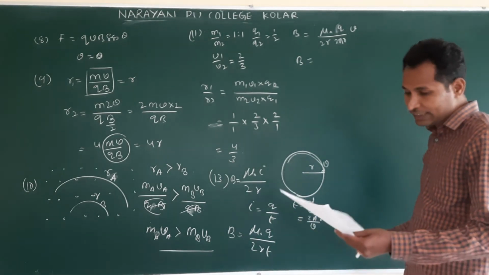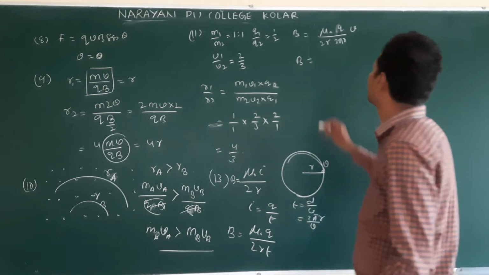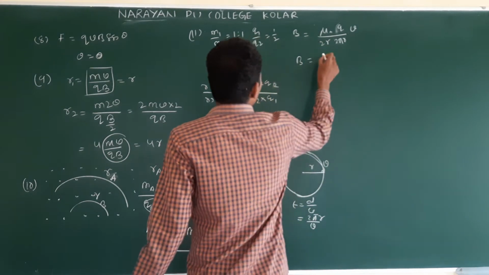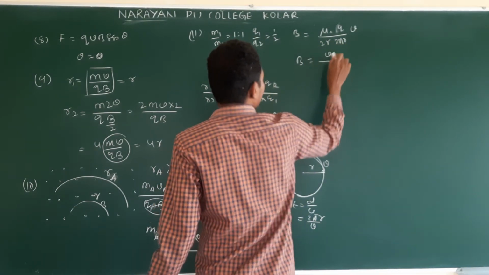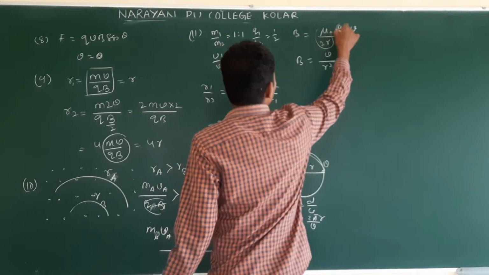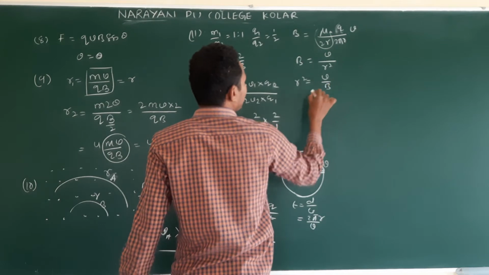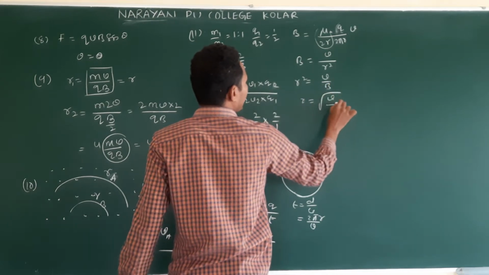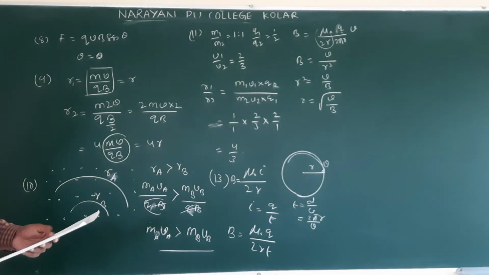They are asking for the relation with R. The radius of the circle is proportional to what? So B is V by 2 into 2r, and 2 pi r is there, so r square. Remaining all are constants. So r square is proportional to V by B, and R is proportional to the root of V by B. Clear?